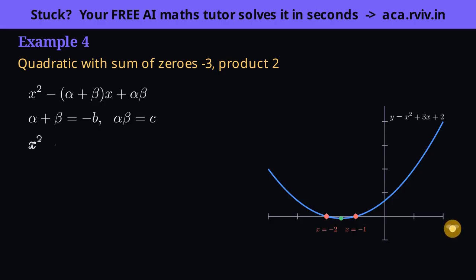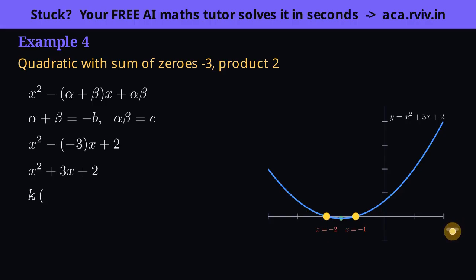Substitute now. The sum is -3, so minus the sum gives -3. The product is 2, sitting at the end. Simplify that double sign. Minus a -3 is plus 3x, and we land on x squared plus 3x plus 2. That's a quadratic whose zeros add to -3 and multiply to 2, exactly as ordered.